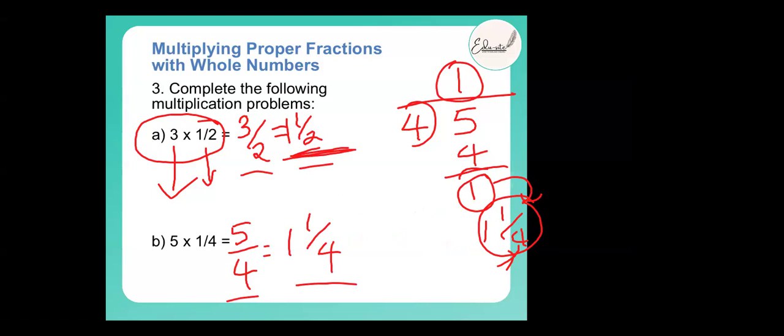So it is 5 by 4, or 1 1 by 4. Have you written it down? Yeah. Okay. We'll just go to the next problem.